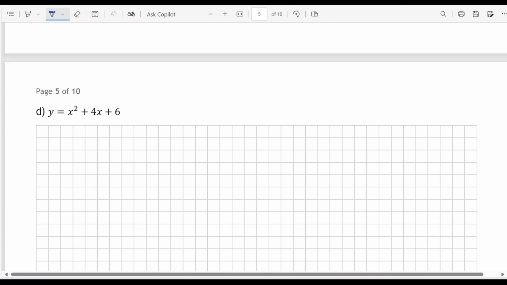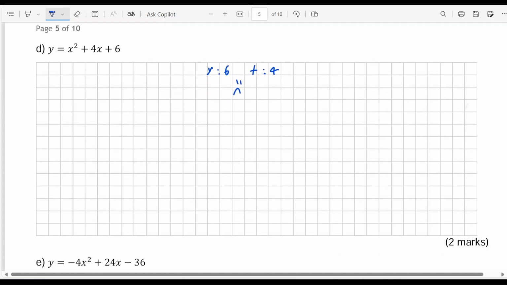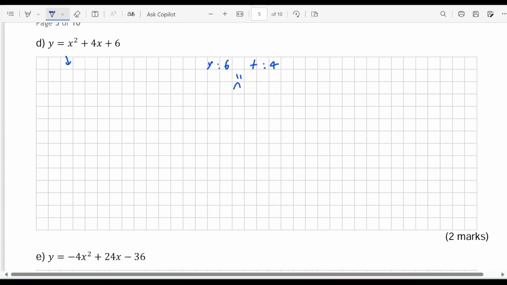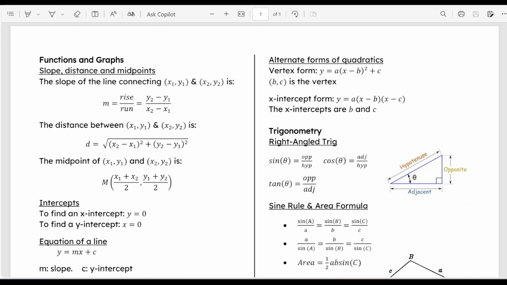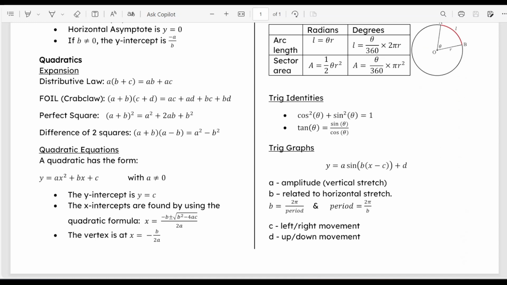All right, this one here, you can try it. Times to give 6 and add to give 4 won't work. So we're going to use the quadratic formula here. So if we look at the quadratic formula, a is 1, b is 4, c is 6. Quadratic formula is on your formula sheet. So we'll just have a look for that down there. There it is.